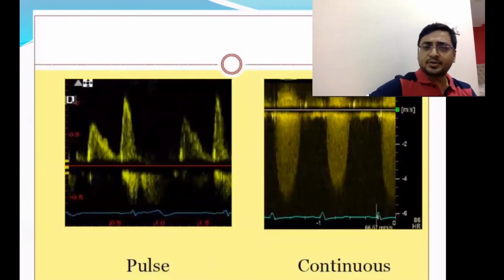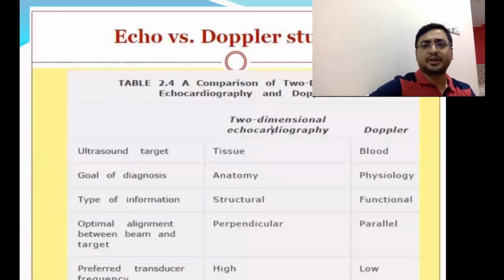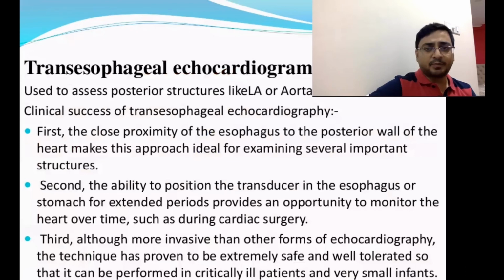This is how the pulse wave looks, and this is how the continuous wave looks in cases of regurgitation, mitral valve pathology, tricuspid valve pathology, or aortic stenosis. So the Doppler examination actually completes the overall echo examination, and this is how the transthoracic echocardiogram is done. Regarding transesophageal echocardiogram, that is used to assess the posterior structures like the left atrium and aorta.